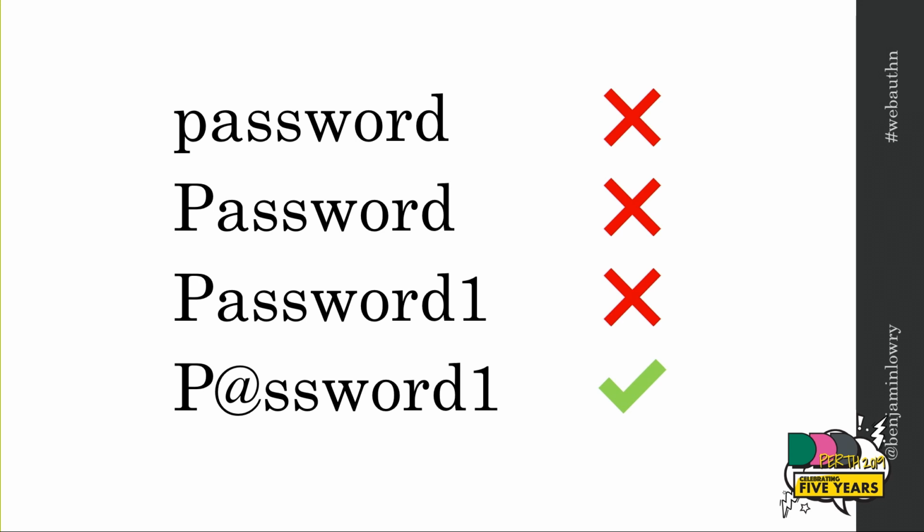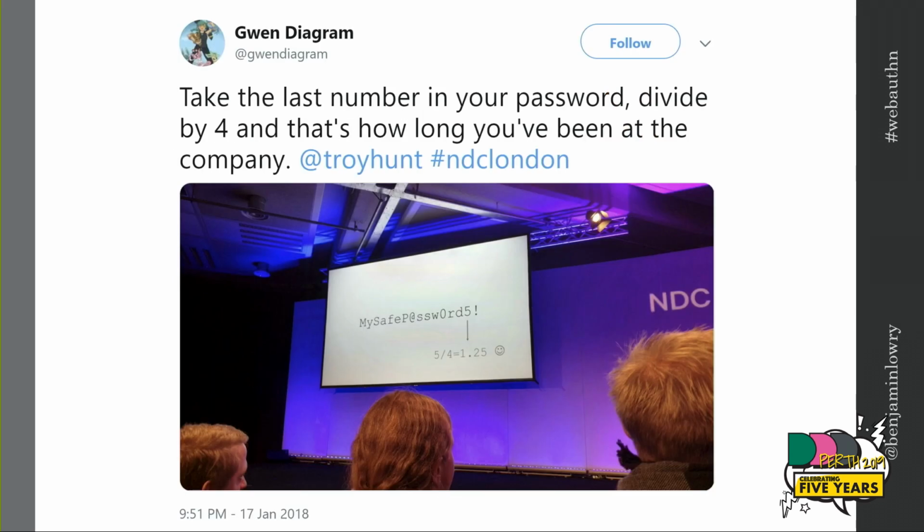And then you have things like forced password changes. Let's say you're in a corporate environment. A lot of the time you'll need to change your password every 3 months. So what do you do then? You change that number from a 1 to a 2, and every 3 months you've been at the company, you can divide that number by 4 and find out how long you've been there.